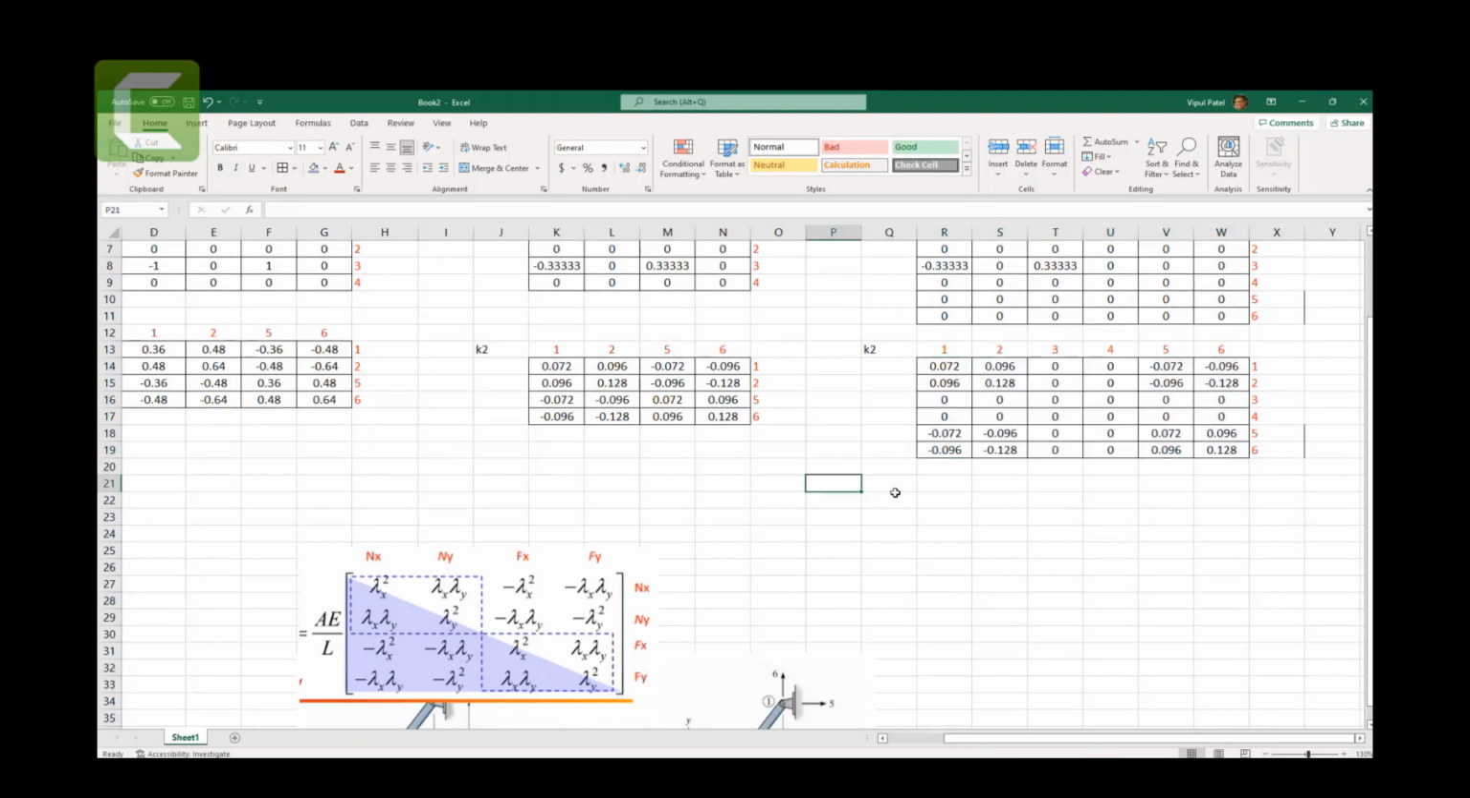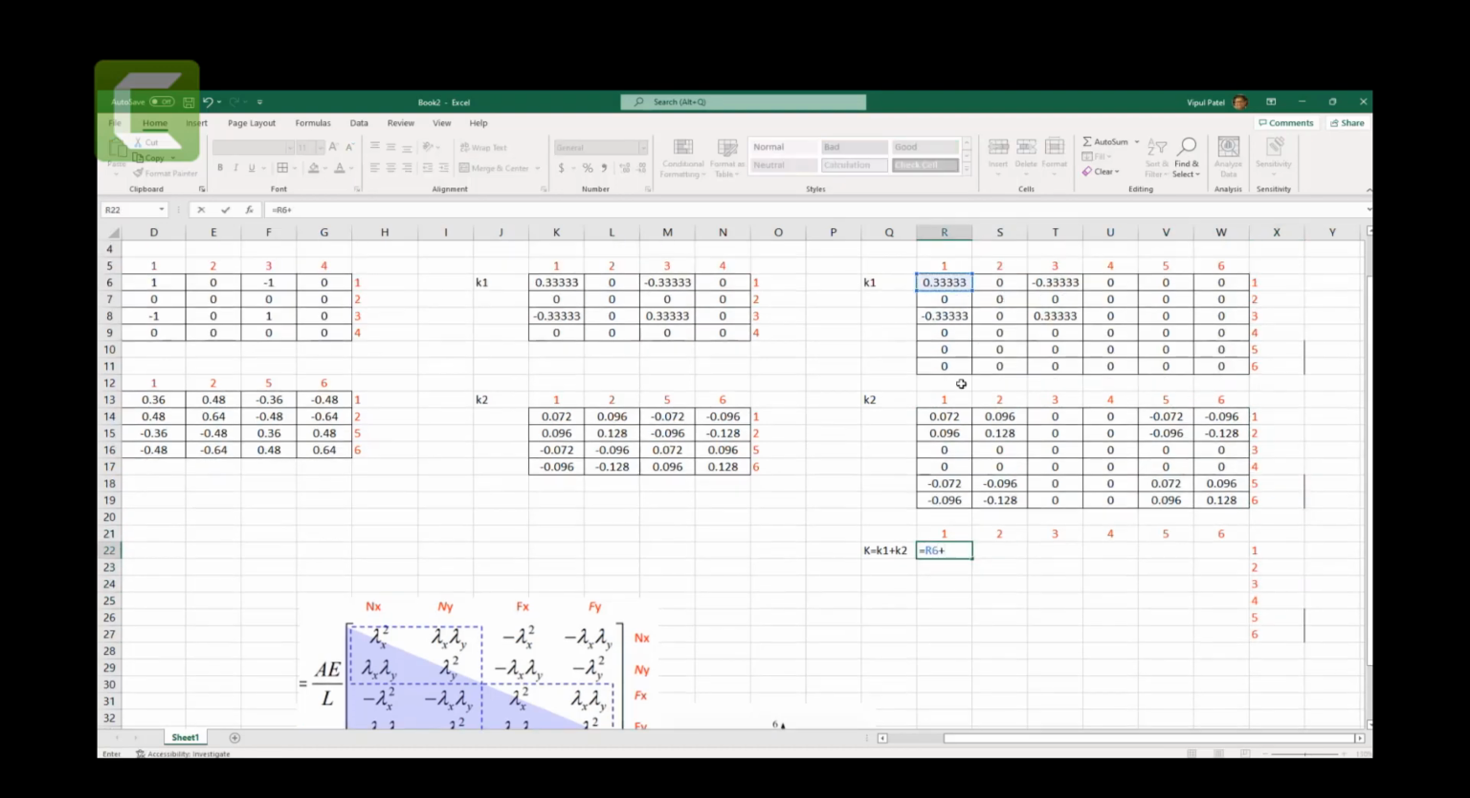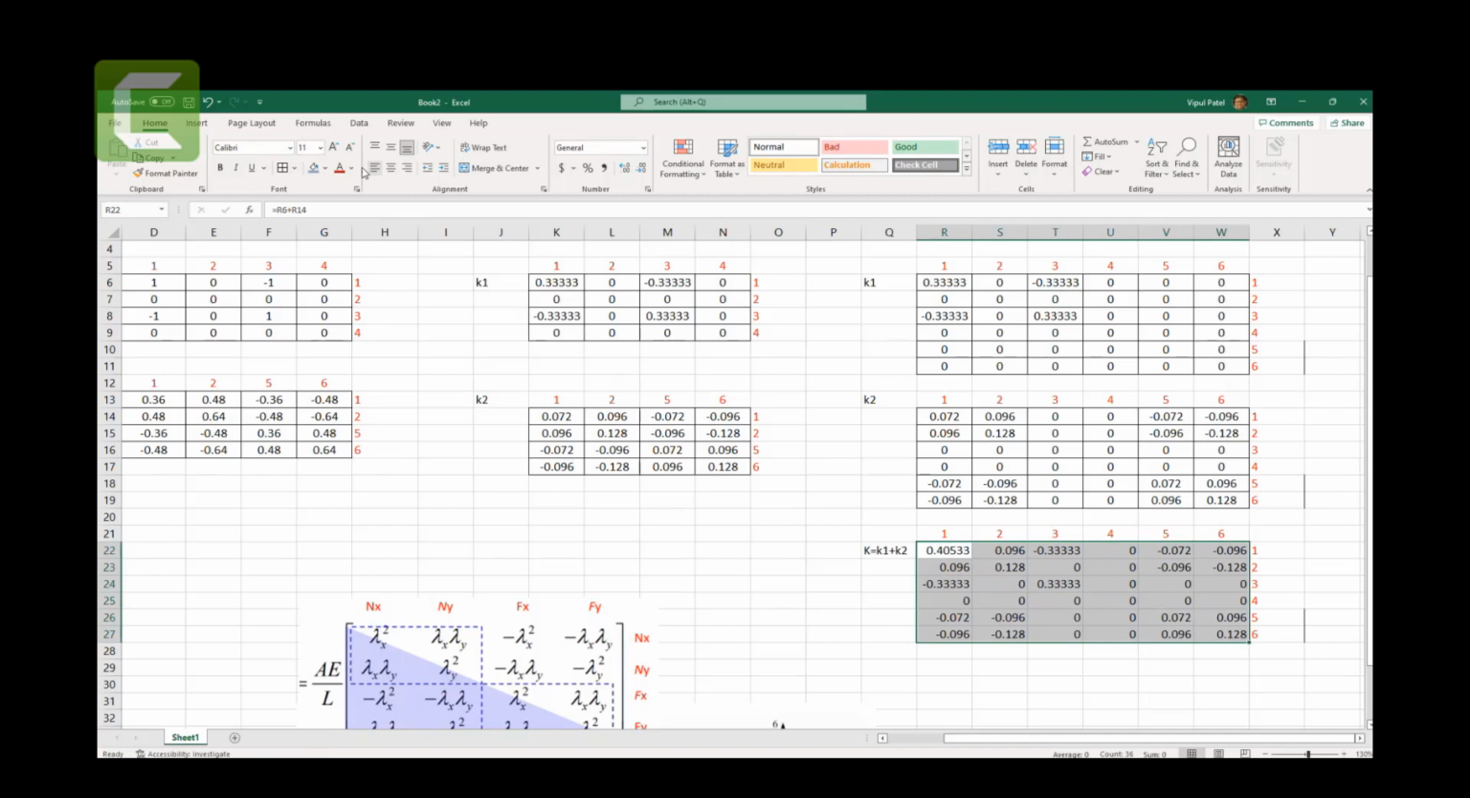Now capital K is equal to K1 plus K2. Look at these ones. Sorry, I think I'm going a little bit faster, but I think you know what I'm doing, so you can do it yourself as well. So here you go, K1 plus K2, and bang, go across, go down, bang.